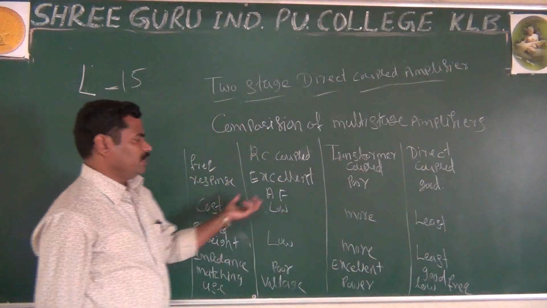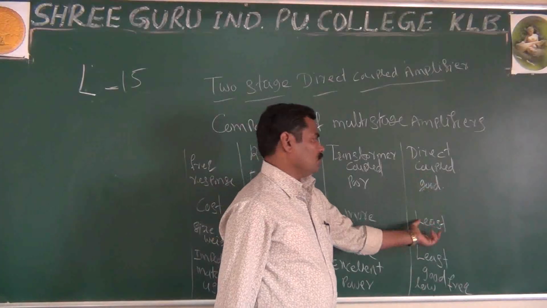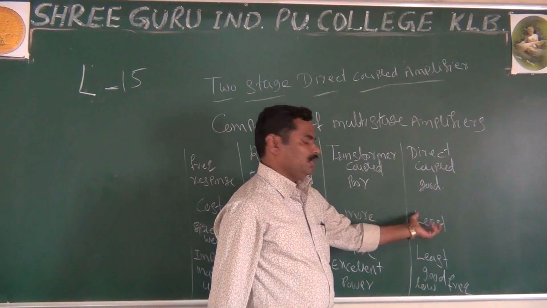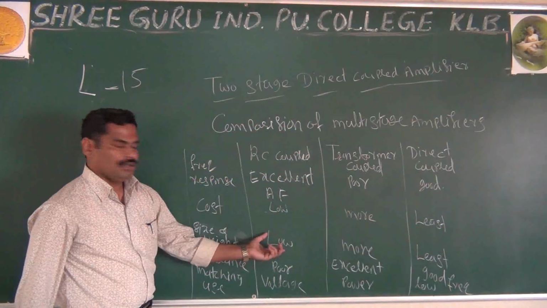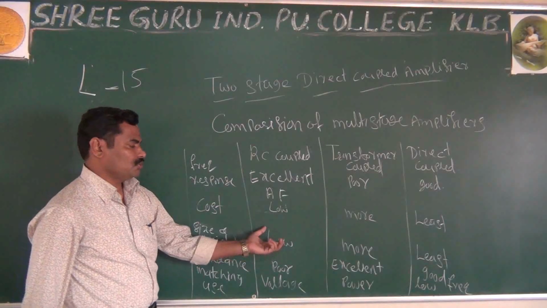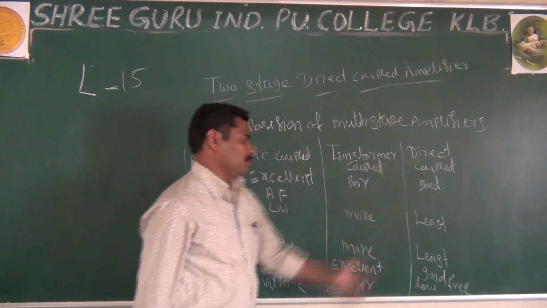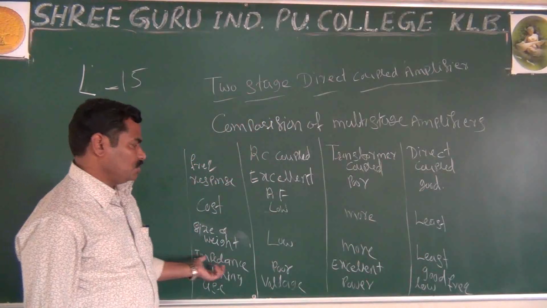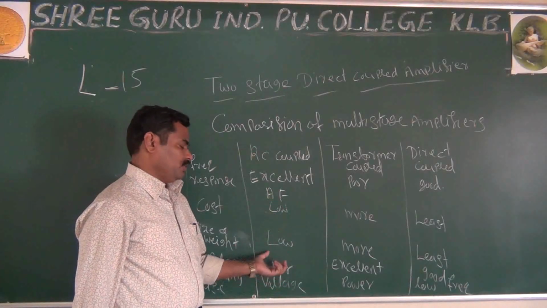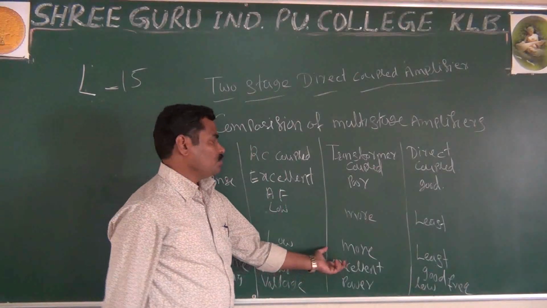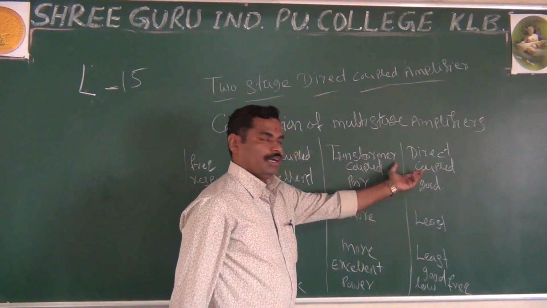And cost is very low for RC coupled. It is more for transformer coupled, and least for direct coupled, because as I said, here we are not using any capacitors or transformers. And size is also very small. It is a very large size for transformer coupled, and the smallest size for your direct coupled. And finally, impedance matching is very poor for the RC. That is the drawback of RC coupled. But impedance matching is excellent for transformer coupled. It is very good for direct coupled.